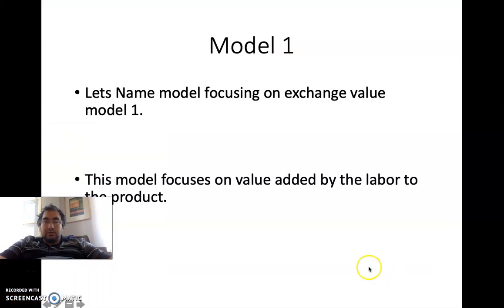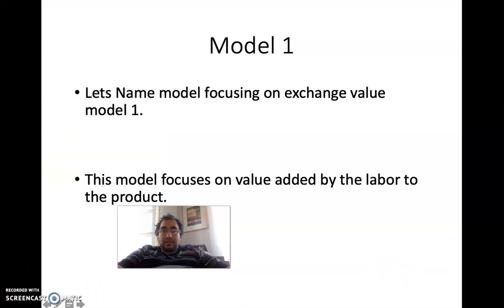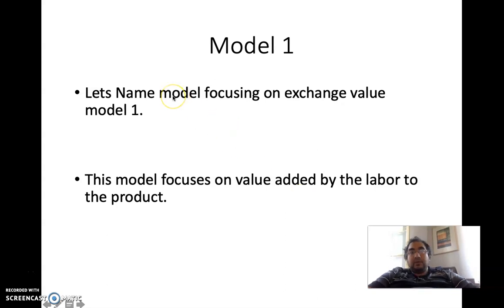Now let's start looking at model 1. Marx did not give specific names to model 1 and model 2, by the way. These are the names I'm giving to them. So don't look for a specific model 1, but you will be able to see that there are different models described here in Capital, if you read Capital.